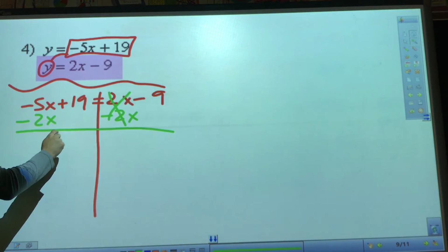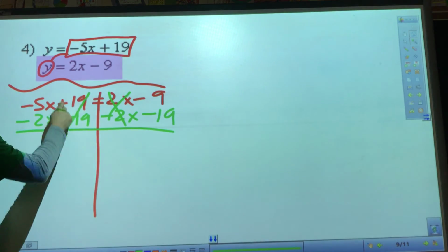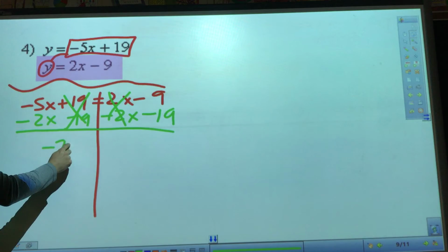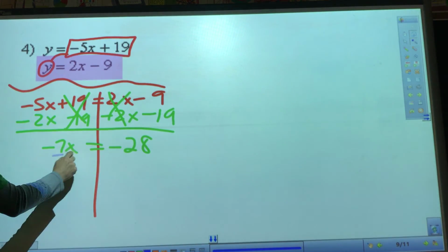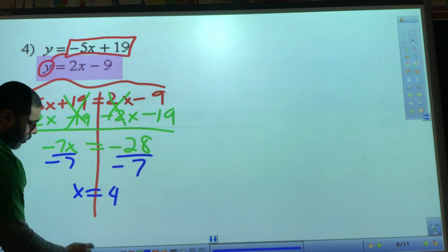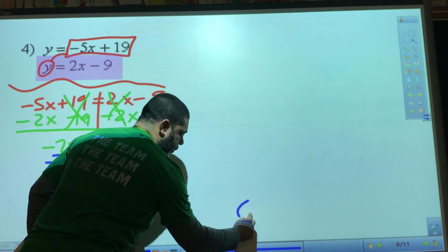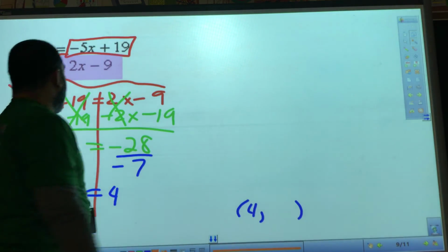That's 0. Okay? Minus 19 on both sides. That's 0. I'm getting negative 7x equals negative 28. Finish it. Divide both sides by negative 7. The next is 4. So I got that part. I got my x value. Now I got to plug it back in and get my y value.